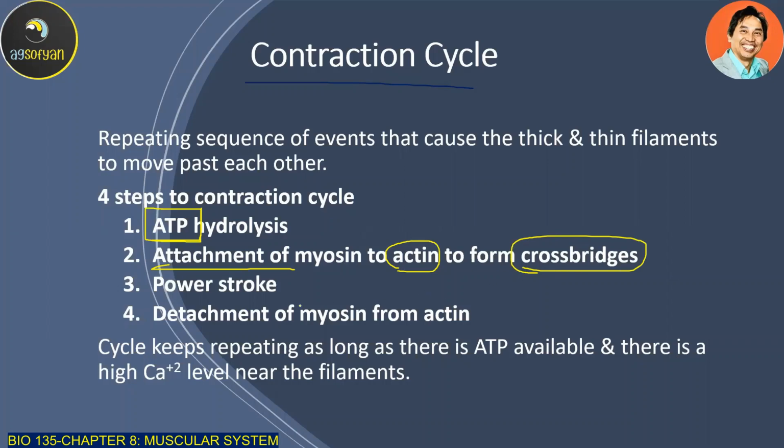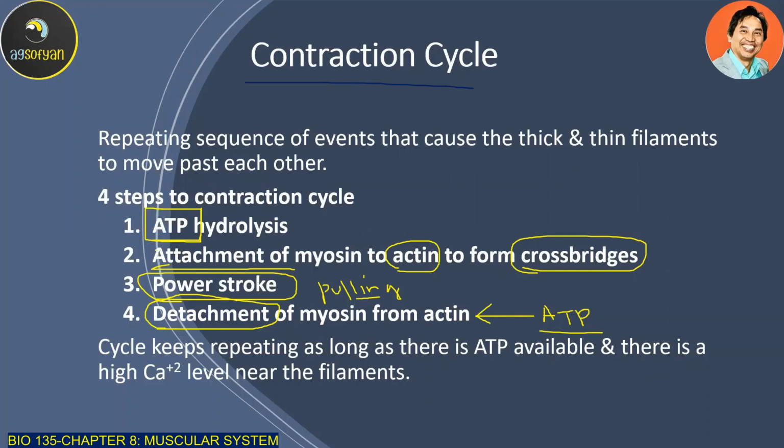And then whenever the cross bridge is present, there will be a power stroke, which is the pulling of actin by the myosin. After pulling, there should be detachment. Otherwise, that contraction will stay. It's called tetanus. It has to be detachment. In order to have detachment, another ATP has to come to this myosin head in order to detach.